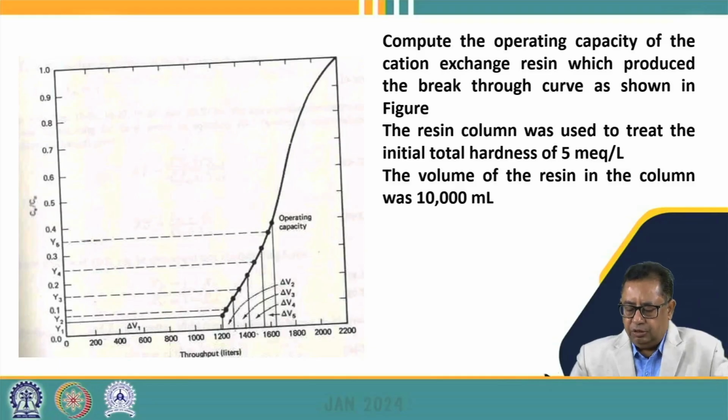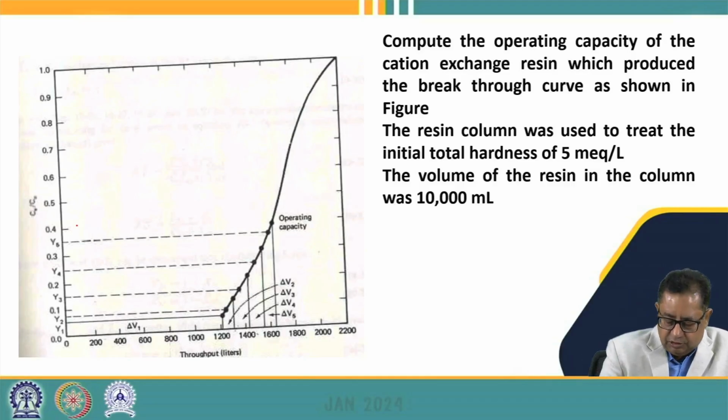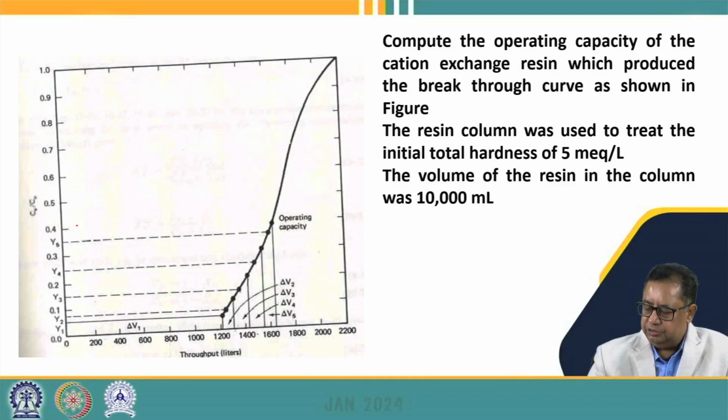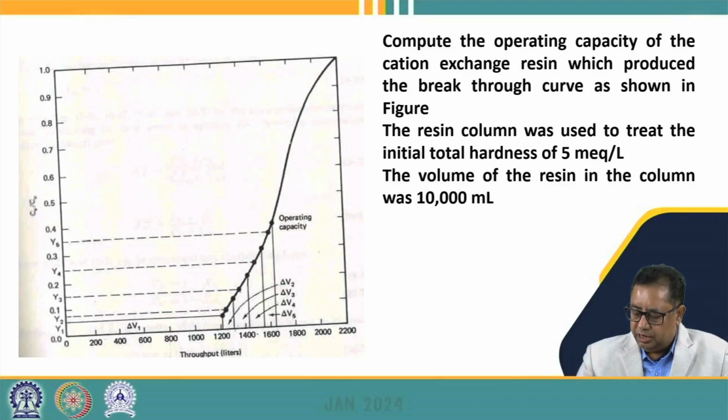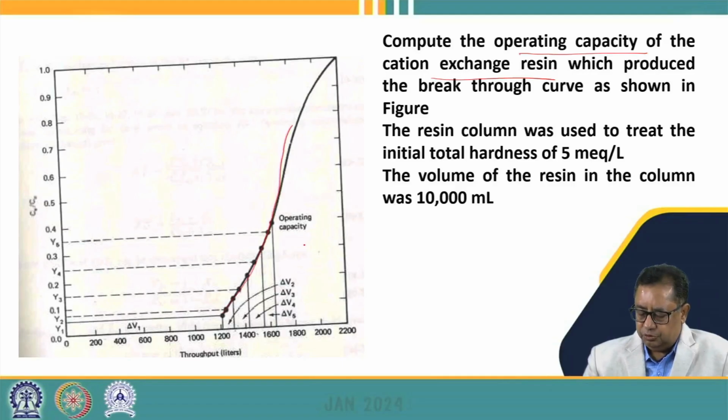Now we also discuss the exchange capacity that is known as the operating exchange capacity. Here we have a solution which contains calcium ions in this case, right? And these ions are being put onto the column, where we have a breakthrough curve. We have to compute the operating capacity of the cation exchange resin, and the breakthrough curve is given here, as shown in the figure.